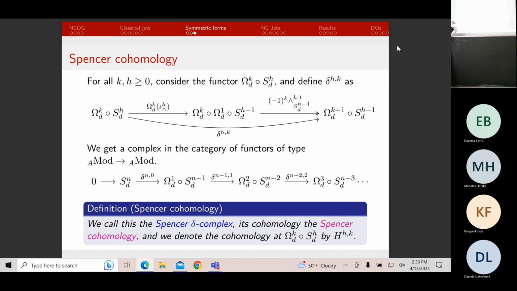Now this sequence with these maps turns out to be a complex, because if we repeat this operation twice, what we are essentially doing is applying the wedge in the first two components of Sh. This is what it corresponds to, and so necessarily it must vanish. So that's why this complex vanishes. We call it the Spencer delta complex, and its cohomology will be called the Spencer cohomology. And notice that the coefficients are swapped again for classical reasons that you understand.